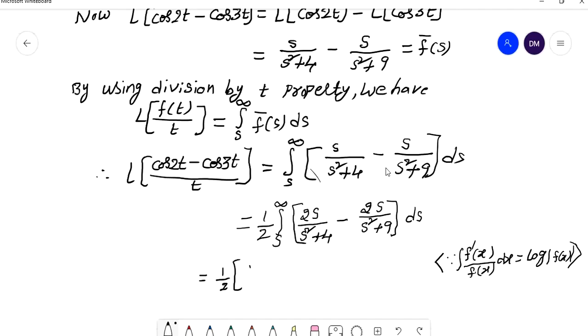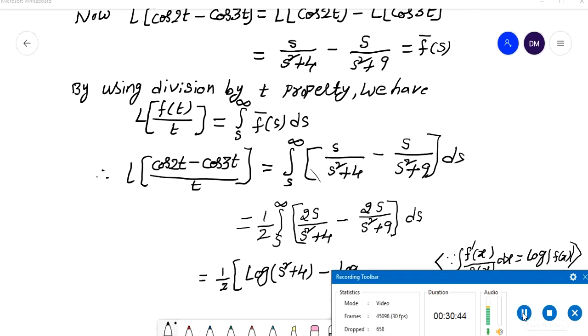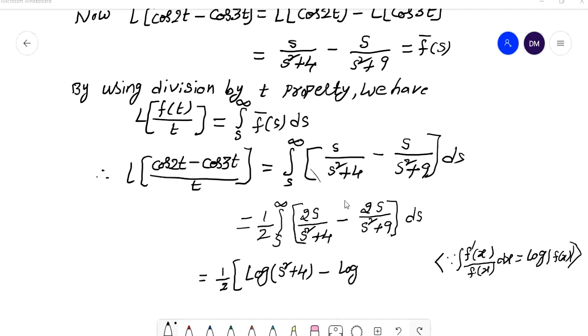Now log f of x means, in the place of f of x, s square plus 4 is there. So log of s square plus 4 minus log of, right? The second term is also in the form of f dash of x by f of x. So log of f of x here means log of s square plus 9.